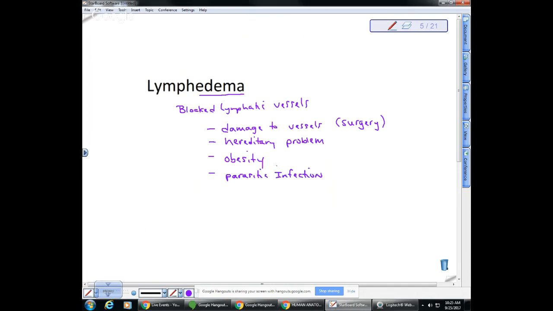And then one interesting example is a parasitic infection. This does not happen in the US, but in places like Asia and Africa, the parasitic infection is a nematode worm. A nematode is a round worm. And the larvae are transmitted via mosquitoes. So you can get a mosquito bite. The larvae get into your blood, they develop into worms, and then they go into your lymphatic system and cause cloggage of that lymphatic system.